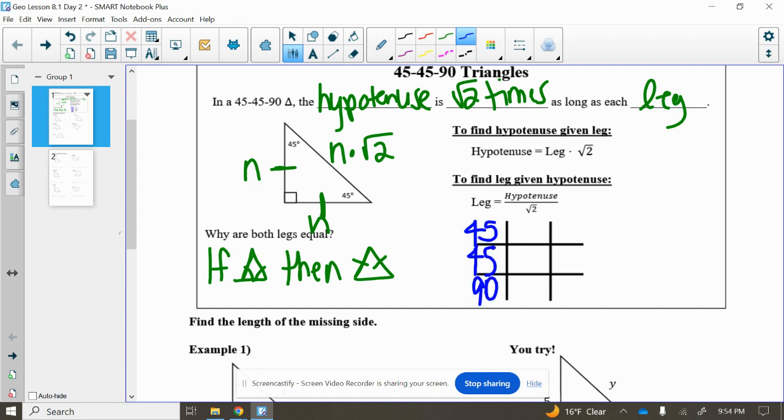Now, oftentimes you may like to set this up as a chart to keep yourself organized. Again, we know that the two legs across from those right angles are the same size, and they each have to be n, and then we take that number times the square root of 2, that's n times the square root of 2, to get the hypotenuse on the side across from our 90-degree angle.